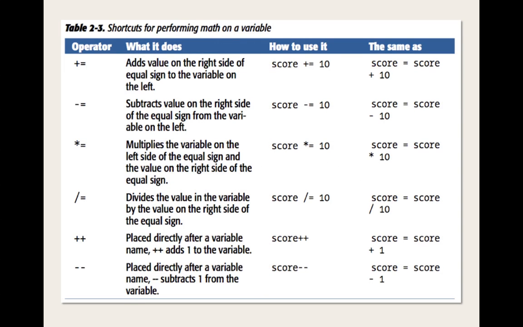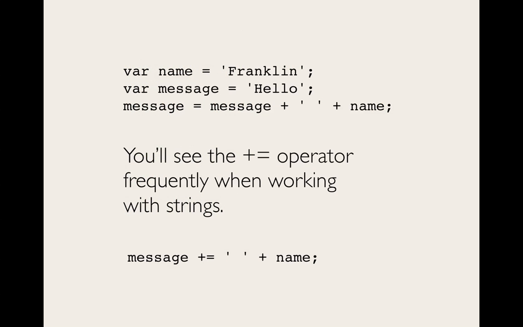You can say, and this is a chart from one of the books, there's a plus equals, minus equals, etc. One of the more common ones is adding a plus plus or minus minus to a variable to increment it or decrement it by 1. Let me show you. So if we take a variable named Franklin and we have another variable named message of hello, we can say and concatenate message equal message plus a blank space plus the name, and you'll see sometimes the plus equals operator working with strings.